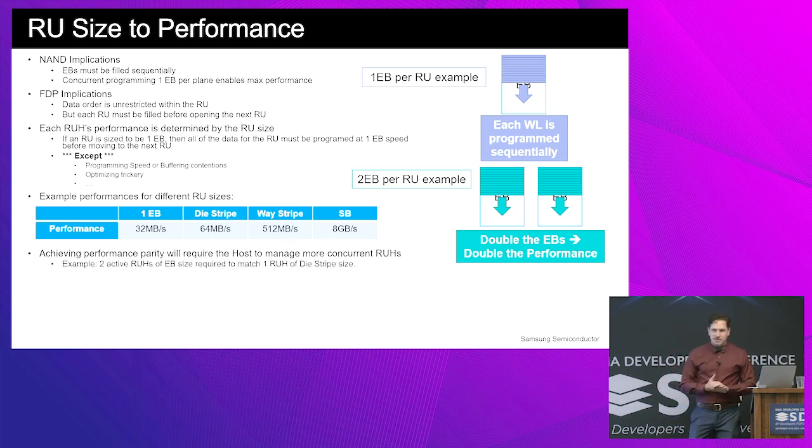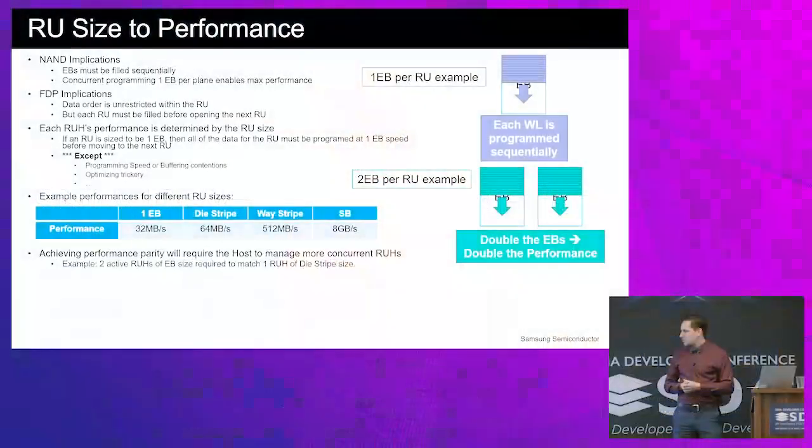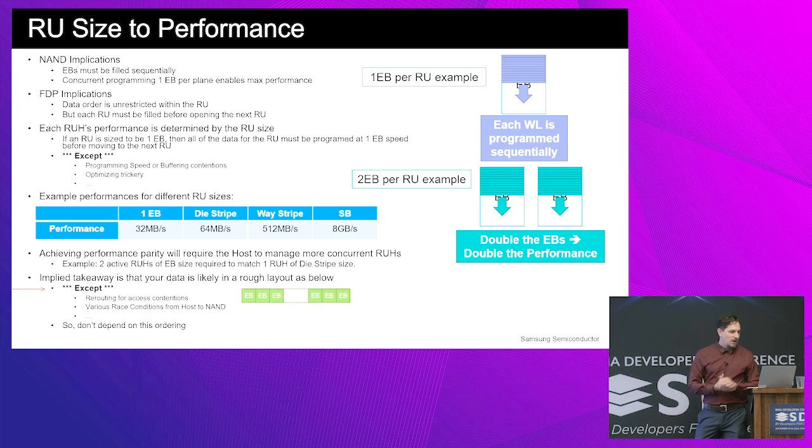The host has mitigating capabilities, right? They could take different RUHs and RGs and make them more parallel. So you could increase the number of RUHs that you as the host are managing. If you increase that concurrent programming, then you can extract the same performance out of the drive at the cost of managing more RUHs.